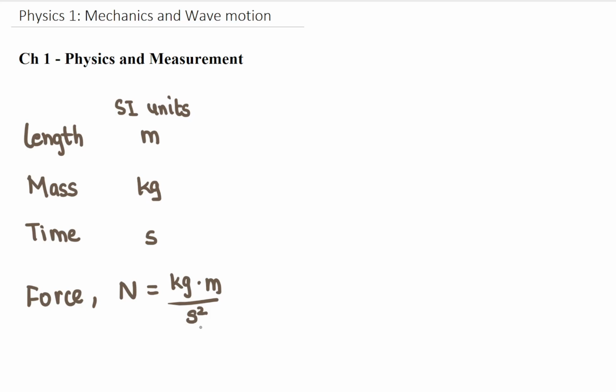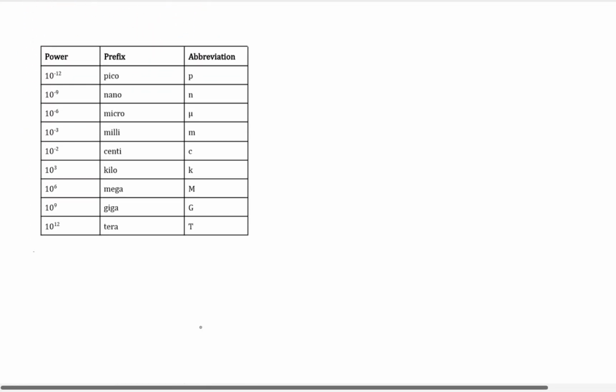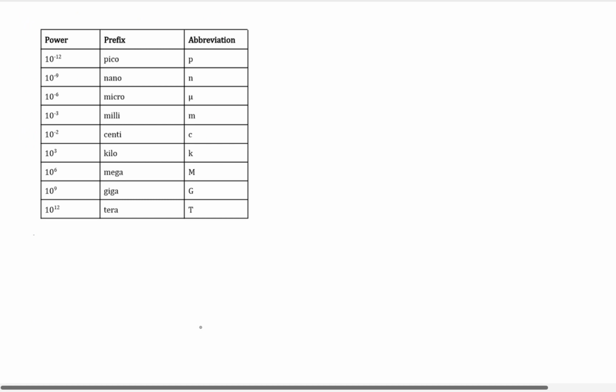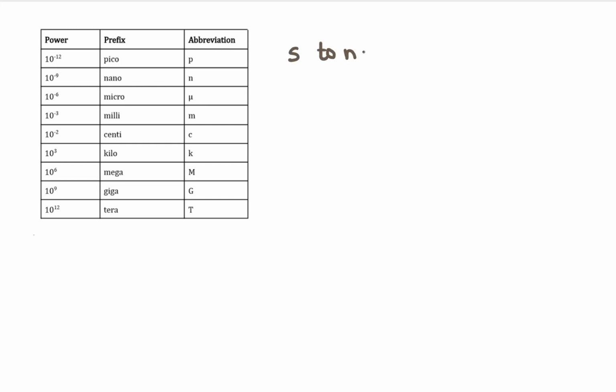In addition to this, when defining quantities, we use prefixes along with SI units. Here is a table that shows powers of 10 and its prefixes along with their abbreviations. These are used in unit conversions. For instance, if we want to convert seconds to nanoseconds, we use this table to create the conversion factor.